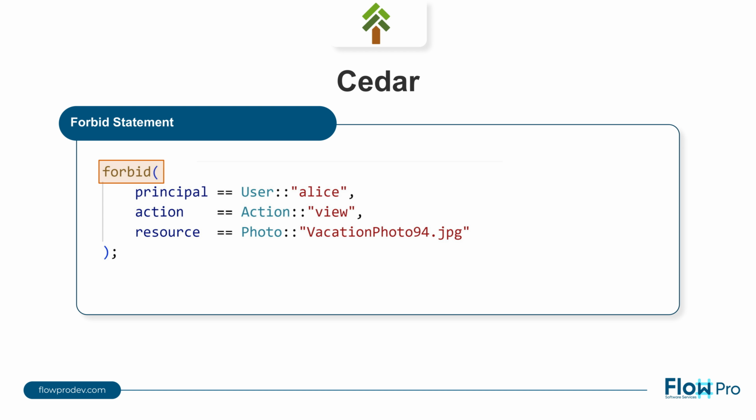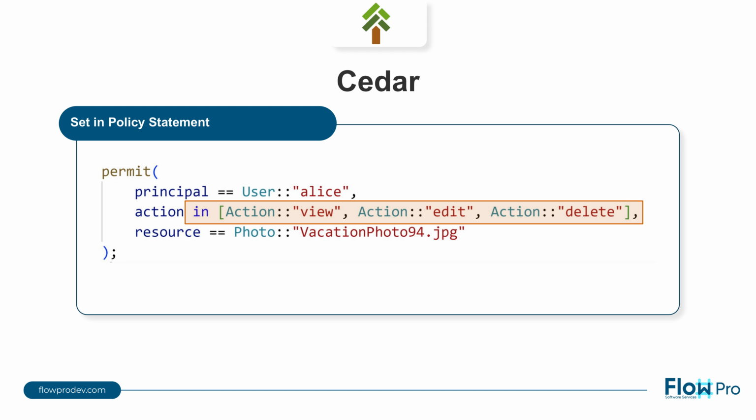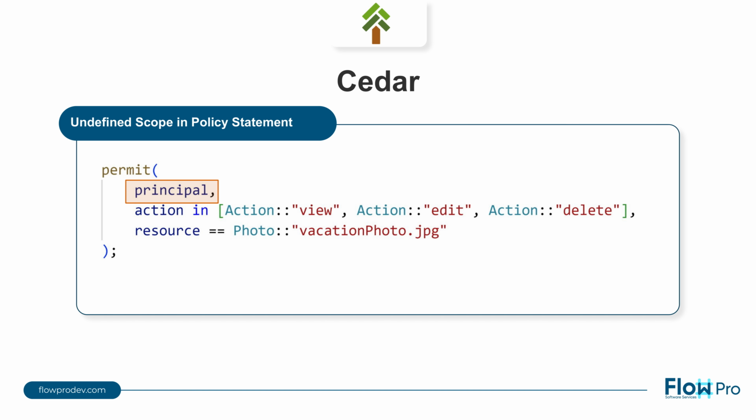Apart from permitting certain actions, you might want to explicitly forbid some. This is where forbid policies come into play. These act as a guard, preventing certain actions. Sets in Cedar are a mechanism that allows a policy to apply to all actions within the set. Here's how you would use it. If the scope in a policy is left undefined, the rule applies to all principals. This might be useful in cases where a rule needs to be applied broadly.